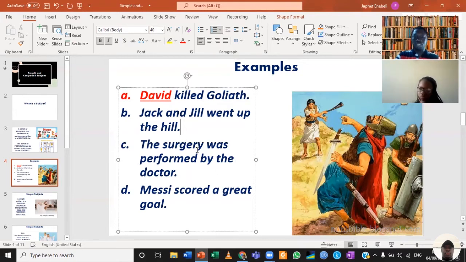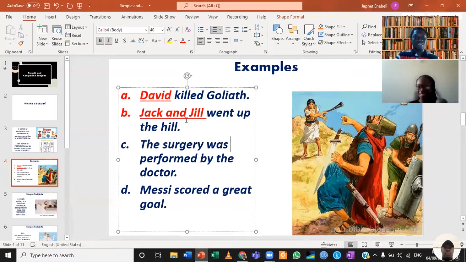Now, Jack and Jill went up the hill. Subjects, please. Jack and Jill. So what is the action? Went up the hill. Fine. Now, look at example C. The surgery was performed by the doctor. Who is the subject there? The surgery. No? No, the doctor. The doctor. Okay?